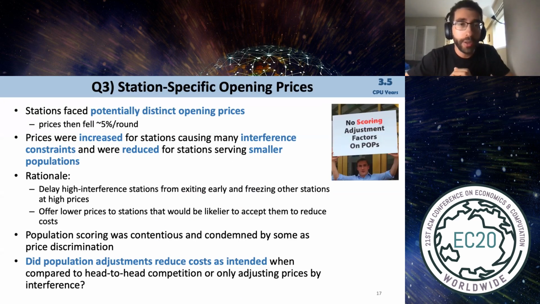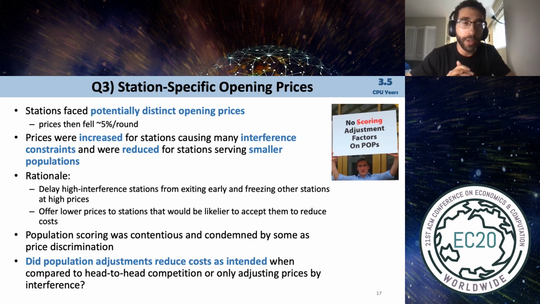The third question that I want to talk about concerns setting station-specific opening prices, also known as scoring rules in the auction. In this auction, not every station faced the same opening price. In fact, they faced distinct opening prices. And afterwards, prices fell by about 5% each round. In the auction, prices were increased for stations that had a lot of interference constraints, and they were reduced for stations that served smaller populations.